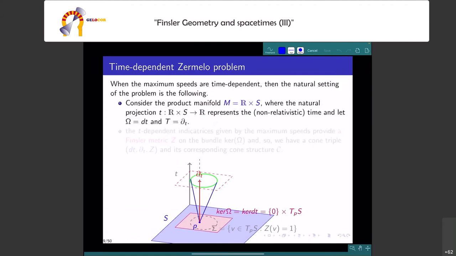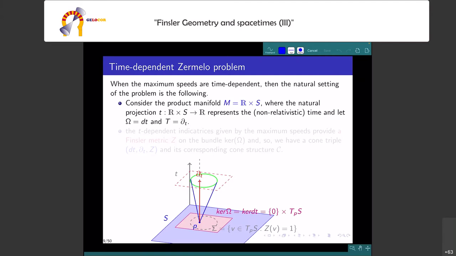I spoke about the Zermelo problem in the first session. I computed the time using the velocity, because in the Zermelo problem you fix the velocity, but now you don't need anything of that. I'm going to make a different deduction of the solutions of the Zermelo problem. And in this case, the speed in every direction can be time dependent.